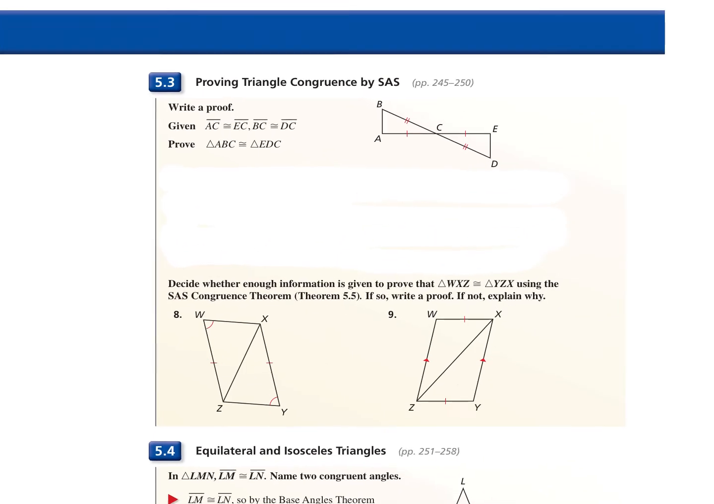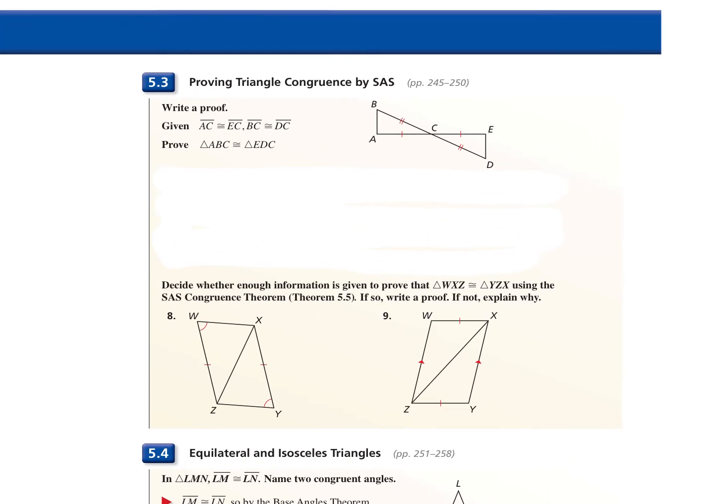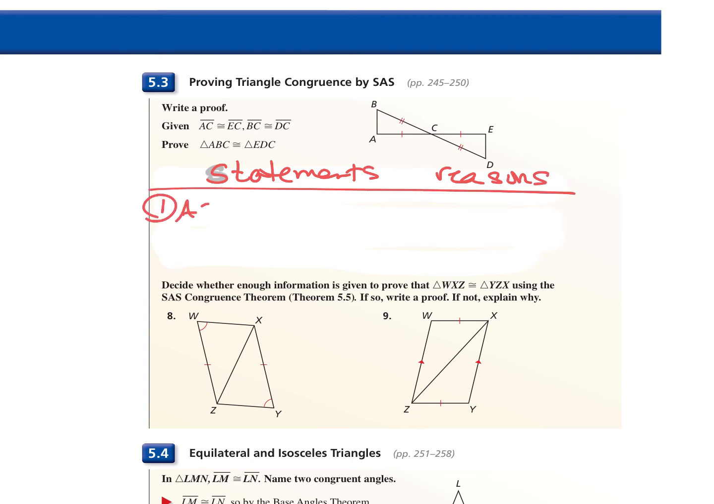And then the next page says to prove this triangle congruent by using side angle side. This was actually just a screenshot from the textbook. It was from section 5.3, and it was actually an explanation. It was an example, but just to show you how you would work it out. Statements and reasons. Number one, AC congruent to EC, and BC congruent to DC, and this is given. It's already labeled for you.